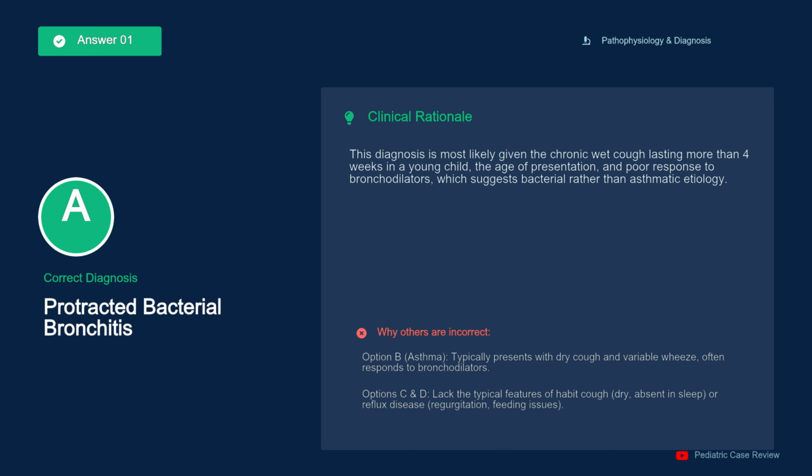Option B is incorrect because asthma typically presents with dry cough, variable wheeze, and response to bronchodilators. Options C and D lack the typical clinical features. Habit cough is usually dry and disappears during sleep, while reflux disease presents with additional gastrointestinal symptoms.